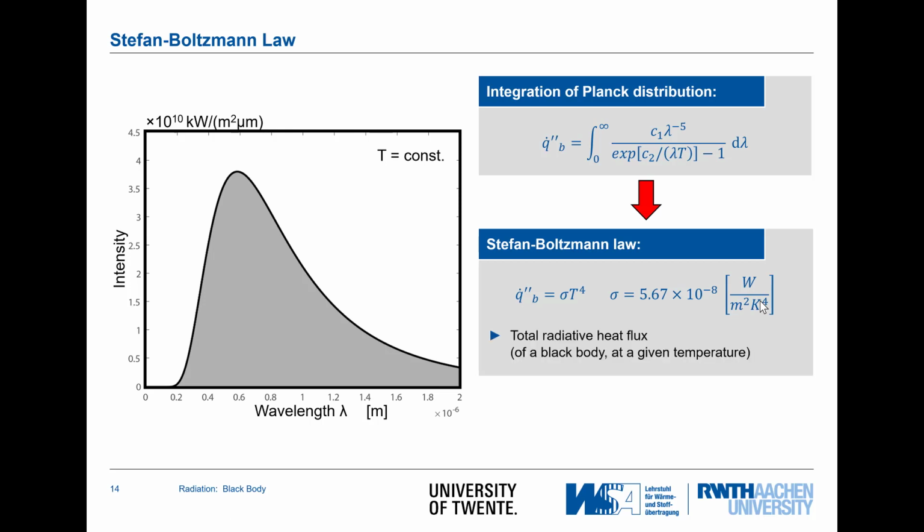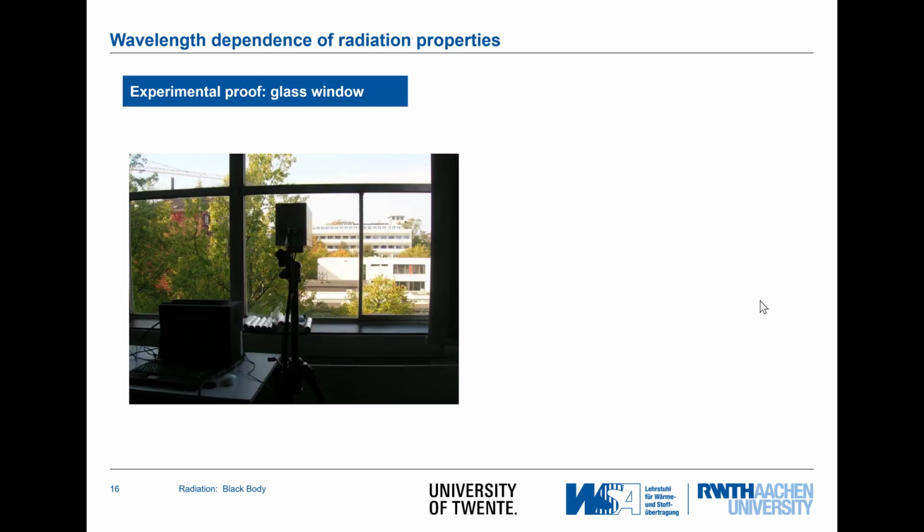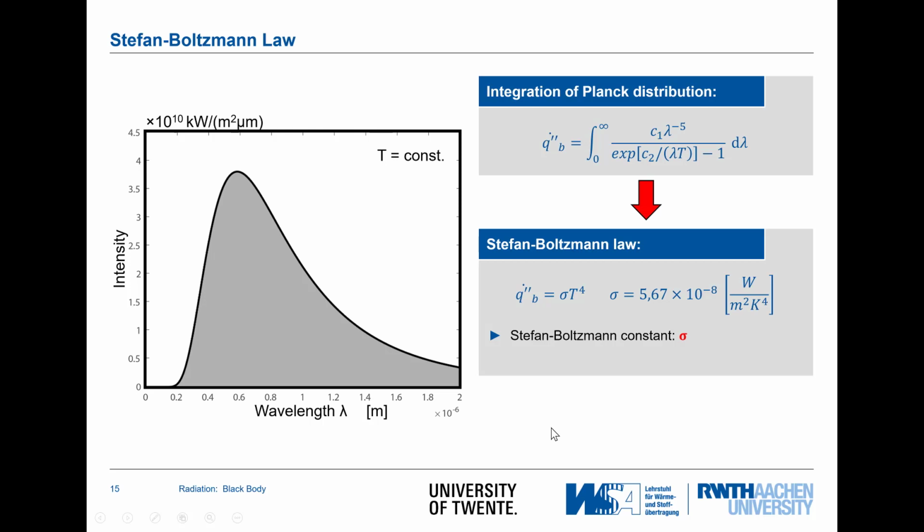And this is the total radiative heat flux of a black body, a black object, at a given temperature. Now let's work a little bit with that. The constant I showed you. Now let's go back here. There we looked over the entire wavelength range.